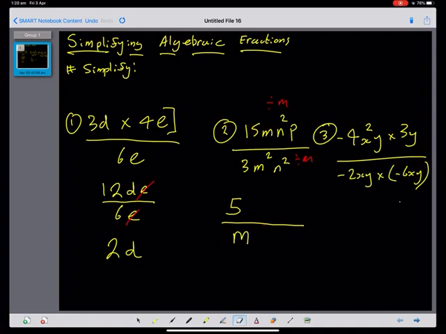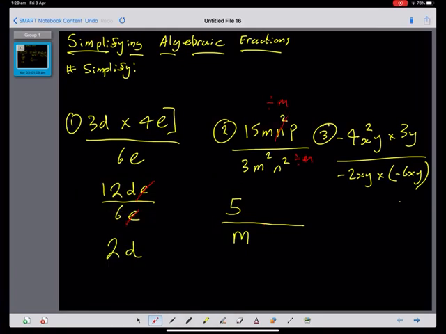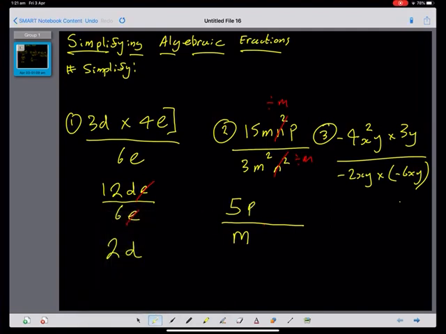Okay, so let's do the n's. The n's cancel, and that is the same as dividing numerator and denominator by n squared. N squared divided by n squared is just 1. And we're left with a p. So let's tidy this up. That is 5pm.